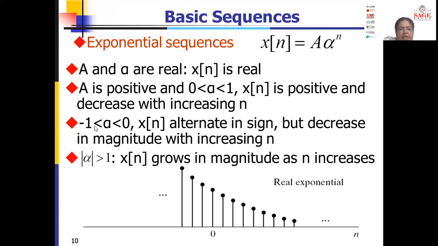And for alpha between -1 and 0, x[n] alternates in sign but decreases in magnitude with increasing n. And if the magnitude of alpha is greater than 1, then x[n] grows in magnitude as n increases.